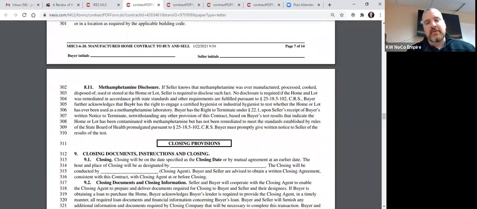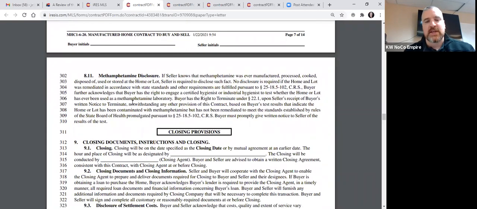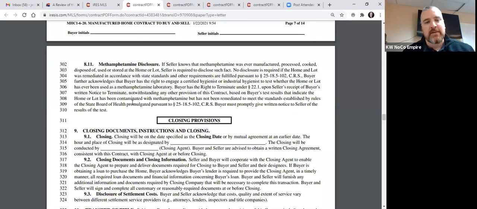Meth disclosure. Obviously if the seller knows that meth was ever manufactured, processed, cooked, disposed of, used or stored on the lot or the home, then they have to disclose that fact, unless of course it's been cleaned to state standards. What I will tell you, if you've never heard my little spiel on meth, is the law is very clear that the seller has no obligation to disclose if it's been cleaned to state standards. However, brokers do not have that same carve out in the law. And there are actually some lawsuits going on right now, and we'll see how the courts rule.